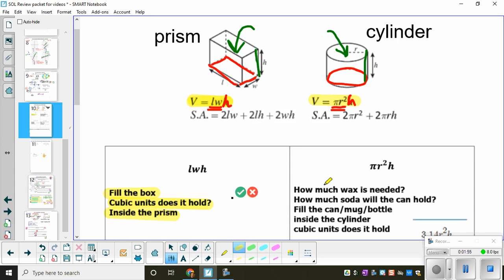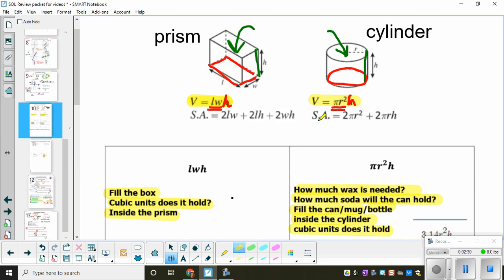If it's a candle question, it might ask how much wax is needed to make the candle. If it's a soda can question, it might ask how much soda will that can hold. It might ask again about filling a can, or it could be a coffee mug or a water bottle. It might straight up say, kind of like inside the prism, how much is inside the cylinder. And again, when we see how many cubic units does it hold, that's the same keyword as over here. It just depends on if we have a box or a cylinder, which one of these formulas we're supposed to use.